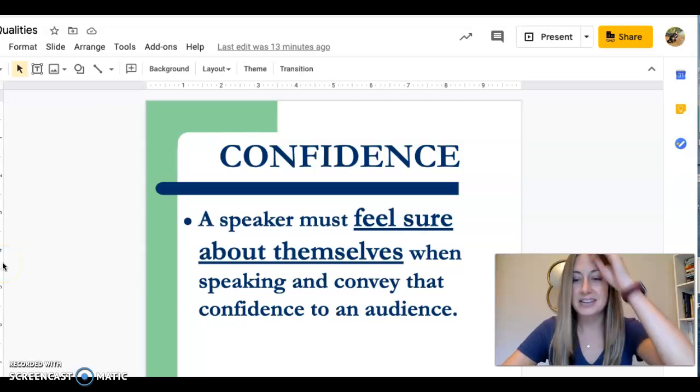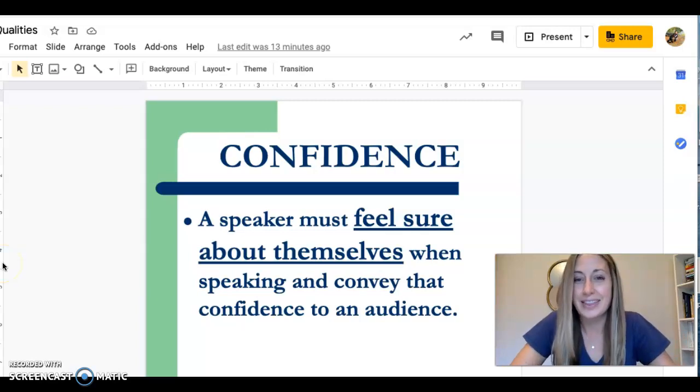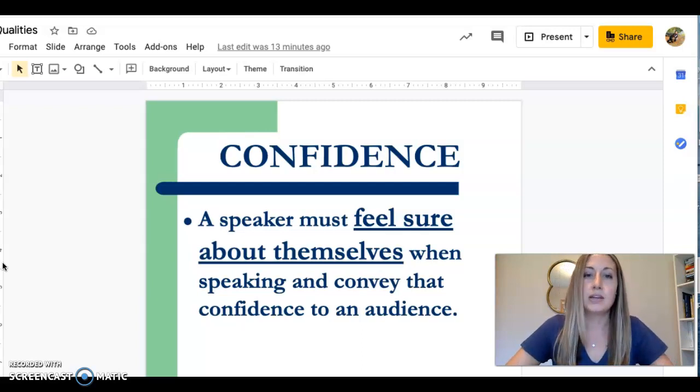Confidence. Confidence is so important, and it's one of the things that I gave a lot of feedback about after your impromptu speeches. A speaker must feel sure about themselves when speaking and convey that confidence to an audience. If you don't seem confident, we're not going to trust you. We're not going to believe you. And it's sad because public speaking isn't easy. It's a difficult thing to do.